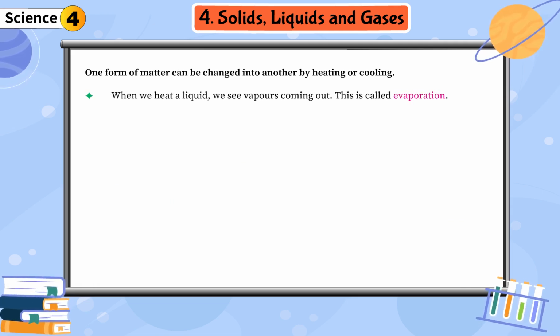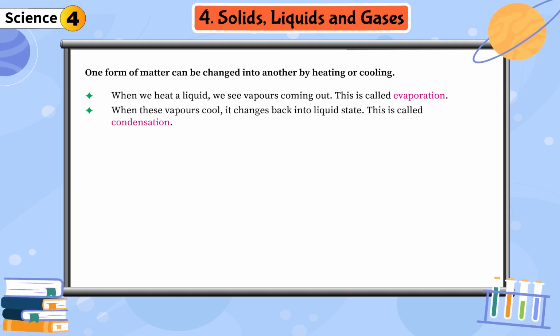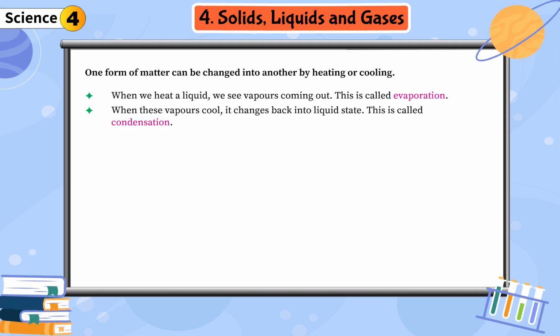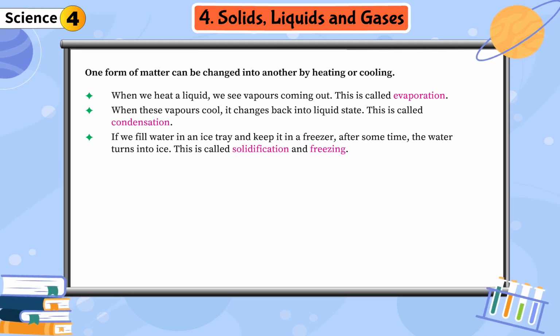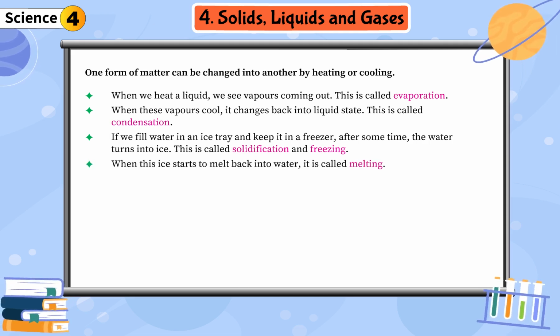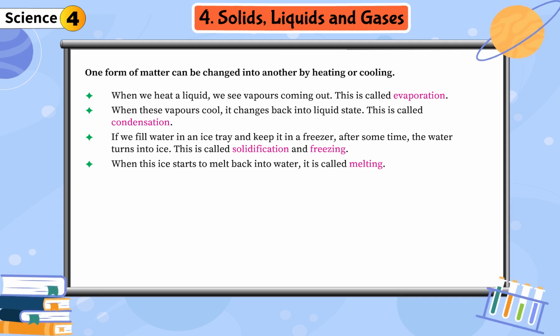When we heat a liquid, we see vapors coming out. This is called evaporation. When these vapors cool, they change back into liquid state. This is called condensation. If we fill water in an ice tray and keep it in a freezer, after some time, the water turns into ice. This is called solidification and freezing. When this ice starts to melt back into water, it is called melting.